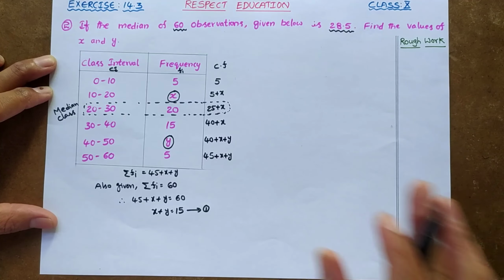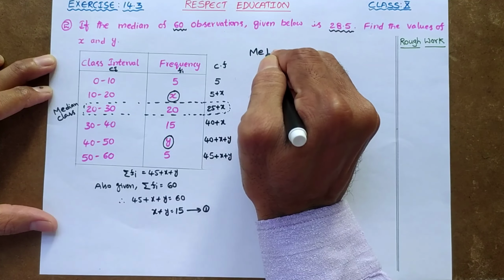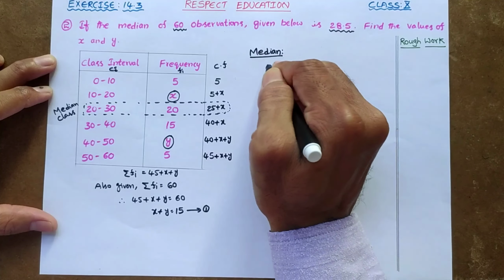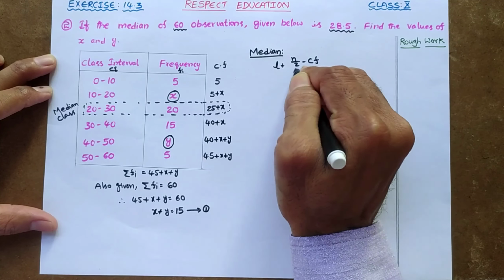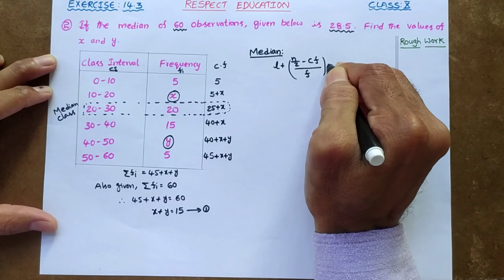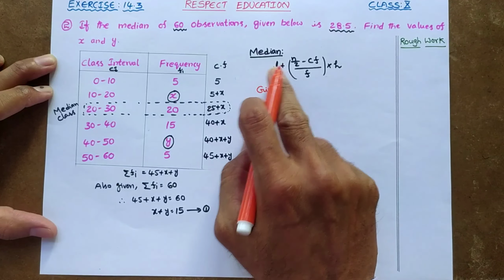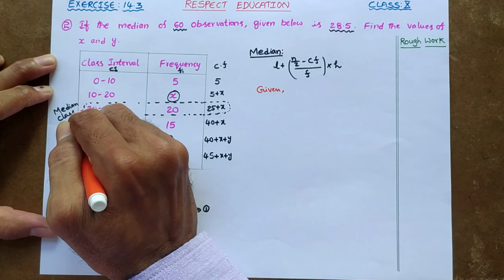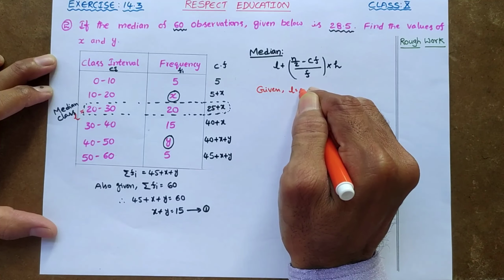Right? Now here we use the formula of median. Formula of median is L plus n by 2 minus Cf by f into h. L is the lower limit. So here this 20 will be the L. Let us write here L is equal to 20, and n by 2, since n is 60 observations, n by 2 is 60 by 2 is 30.